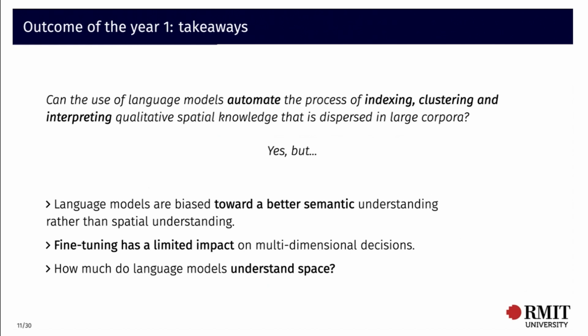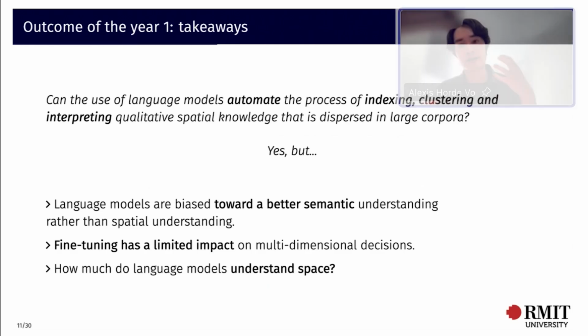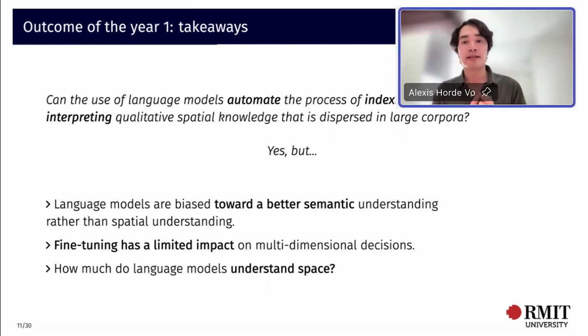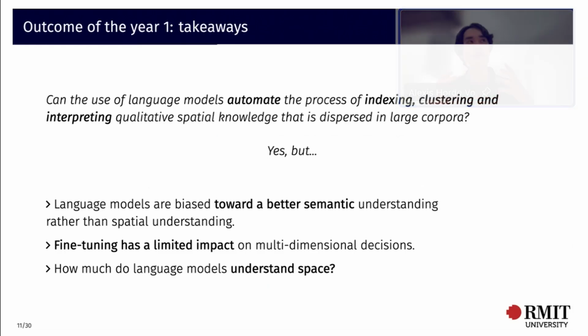So for the research question we raised in the beginning, can we use the language models just to automate the process of finding an answer to a certain question? The answer is yes, we can use large language models to do the process, but we still have limitations. The first limitation is a strong bias that tends to privilege the semantic understanding rather than the spatial understanding. The second point is that we can fine-tune the maximum, but the model still struggles to understand the spatial component.